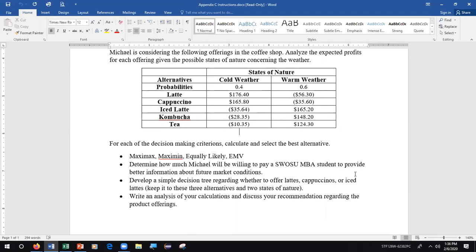You're going to offer lattes, cappuccinos, or iced lattes. So that's only three alternatives. And then the states of nature will be cold weather and warm weather. Make sense? So you only have to make one of these. It's only one decision, and that's which one of these do you serve. Much simpler than what we did in here. But that really caught people up, trying to make it more complicated than it needed to be.